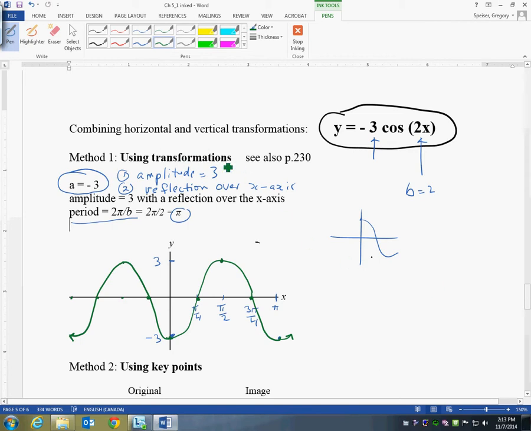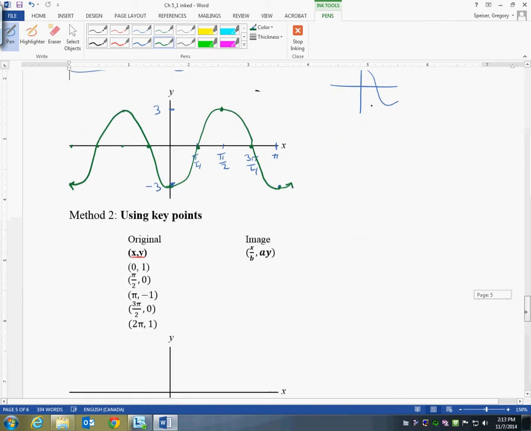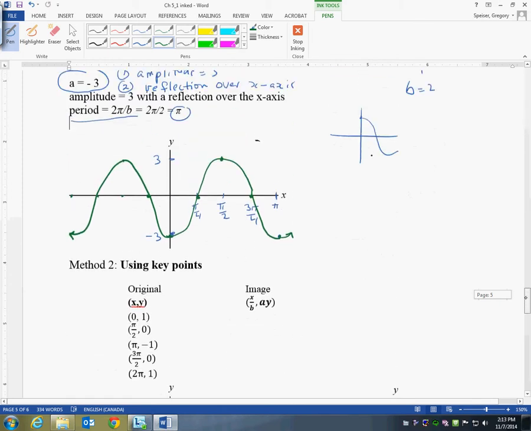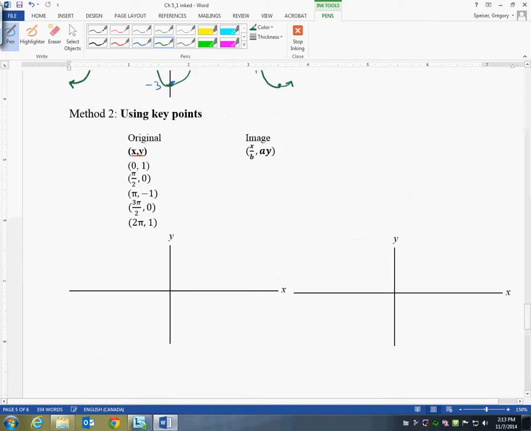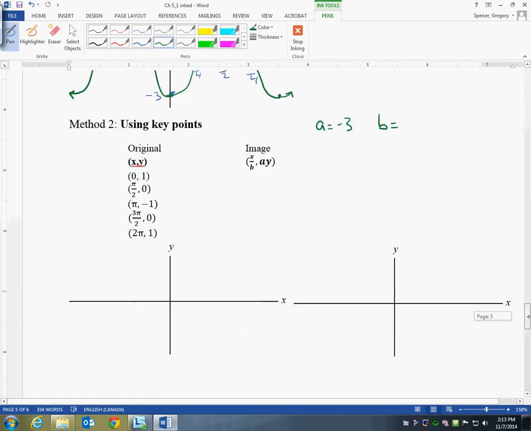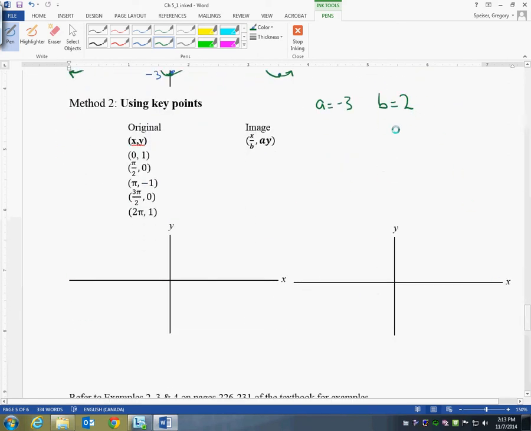Now that's method 1, using transformations. Here is another method, using our key points. So I'm just going to remind myself that a is equal to -3, and b was equal to 2. So you remember we did this in our transformations. We don't have any C or D yet, but spoiler alert, it does come in the next section. So if you look at the next page, you'll see it right away. So right now we're just using our A and our B transformations.